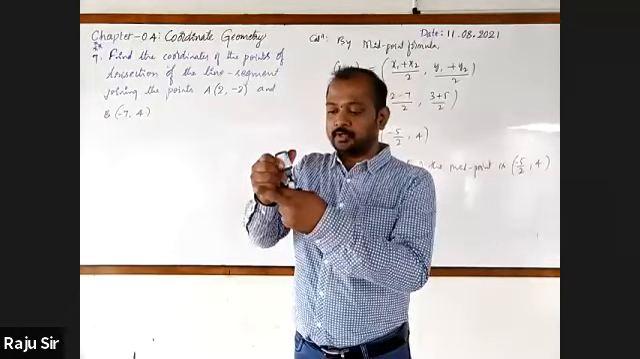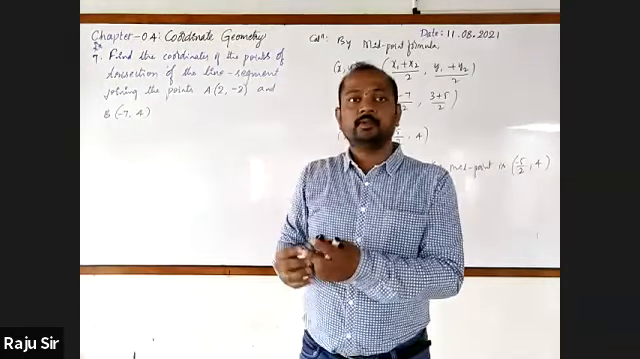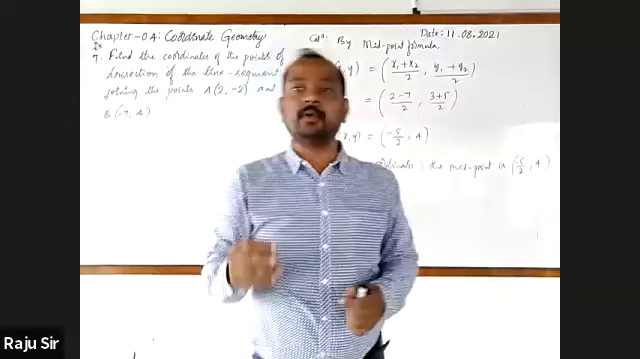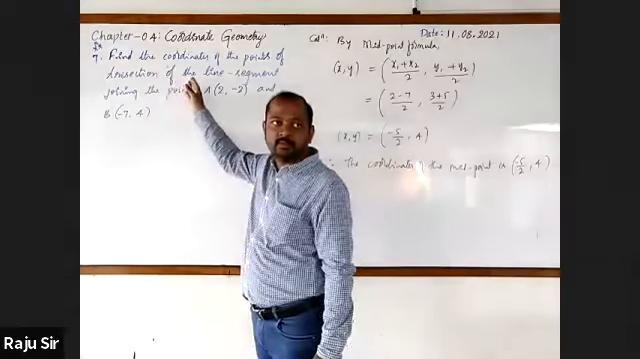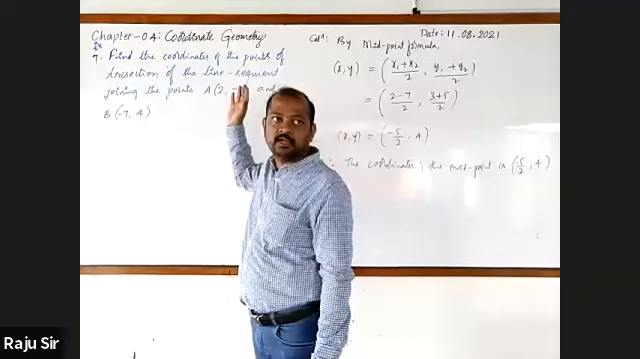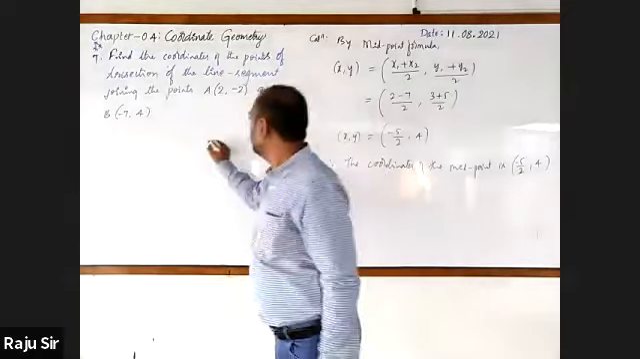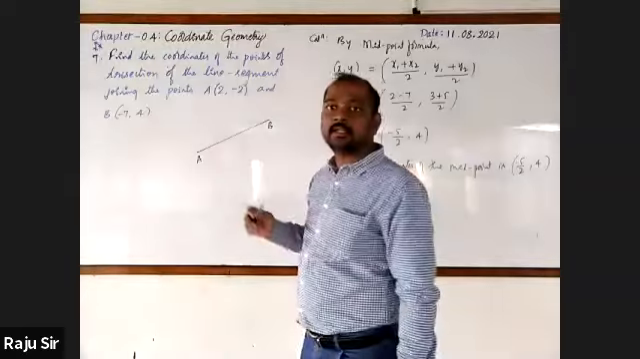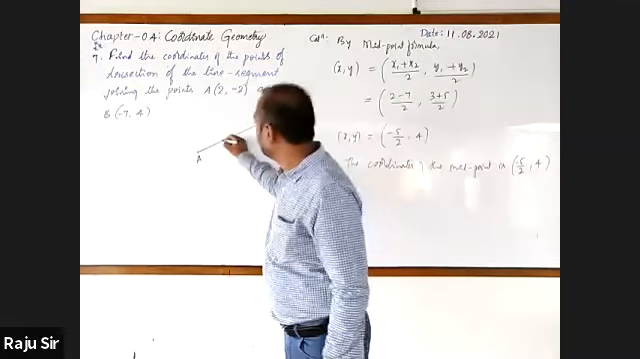Hope you all have understood. You are going to find out the coordinates of the points of trisection. Then how many points will be the points of trisection? 2 points. Moreover, they have only given the line, AB. This is A and this is B. Let us assume the points of trisection as P and Q.